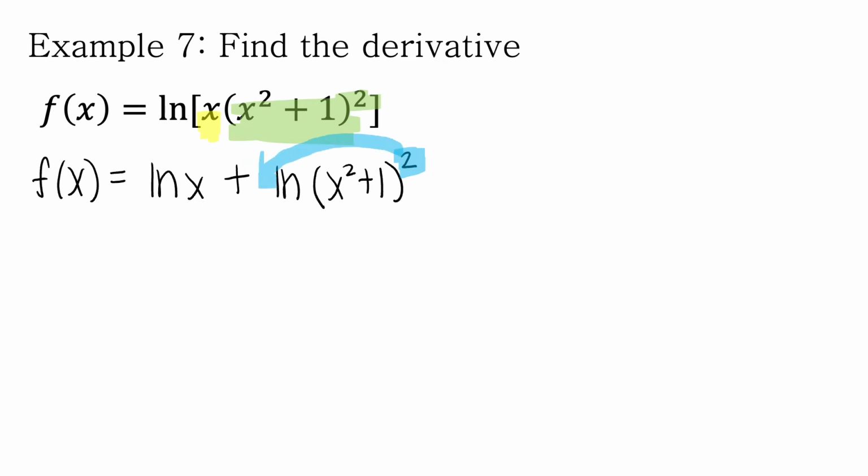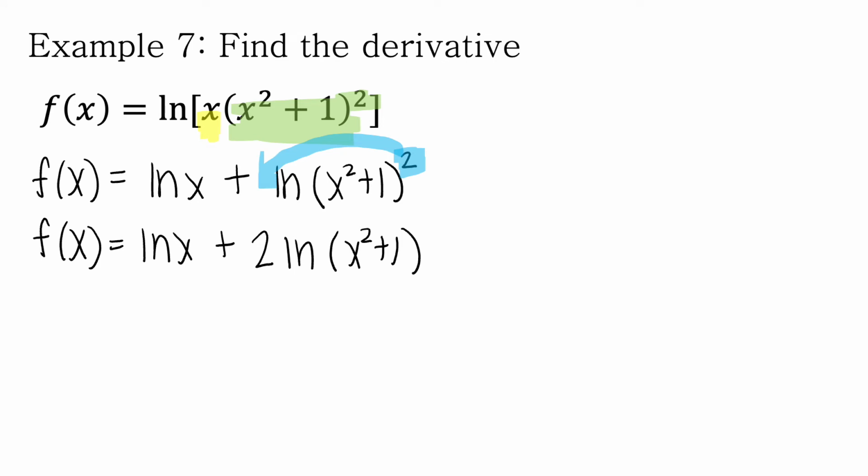So in an additional rewrite step, we can write our function f of x as the natural log of x plus 2 times the natural log of x squared plus 1. Now that we've completely rewritten our function, we can take the derivative of each piece independently using the methods that we talked about earlier in this video. So taking the derivative of f, we get f prime of x is equal to the derivative of the natural log of x, hopefully you remember is just 1 over x, plus this 2 is just a constant multiple, just like we had in example 6. So we can keep that 2.